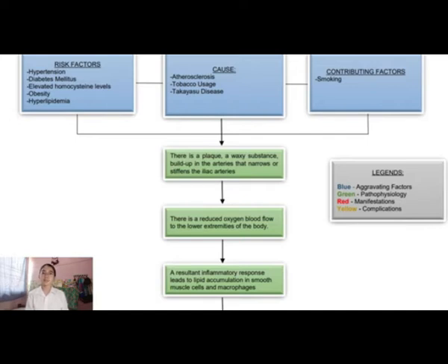An uncommon cause of this condition is Takayasu disease, a nonspecific arteritis that can cause obstruction of the abdominal aorta and its branches. There are risk and contributing factors that can aggravate the disease. These are hypertension, obesity, diabetes mellitus, elevated homocysteine levels, hyperlipidemia, and smoking.